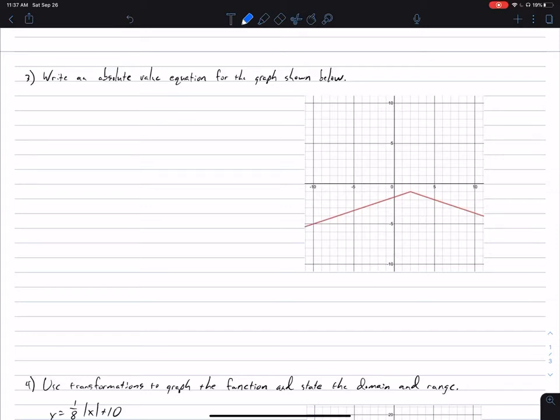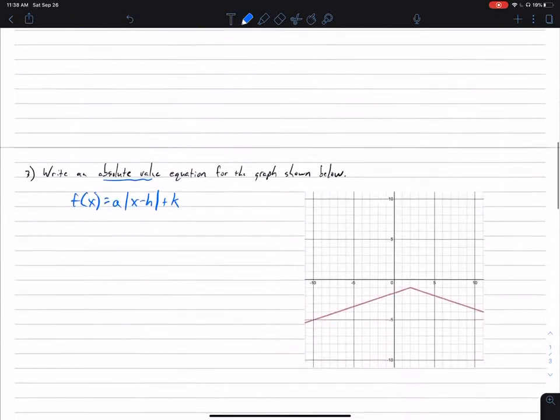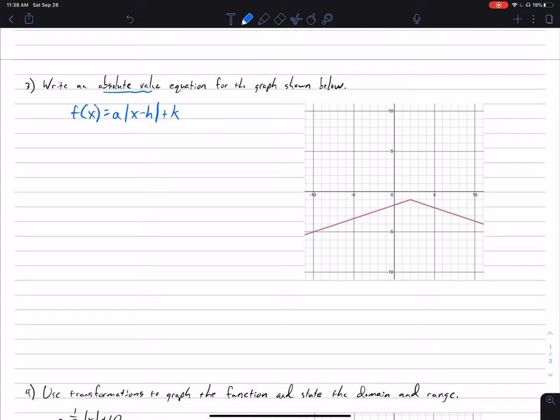Now, I'm going to write this equation in vertex form: f of x is equal to a times the absolute value of x minus h, plus k. Remember, the last problems had parabolas, so we were looking at x minus h squared. Here, we're looking at the absolute value of x minus h.